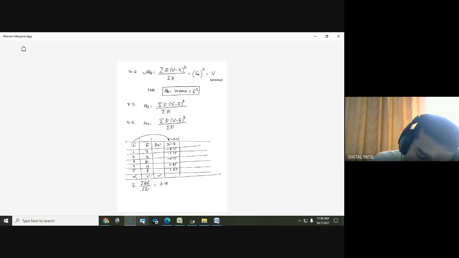Then I'd find Fi xi minus x bar squared. Then I'd find Fi xi minus x bar cubed. Then I'd find Fi xi minus x bar raised to 4.